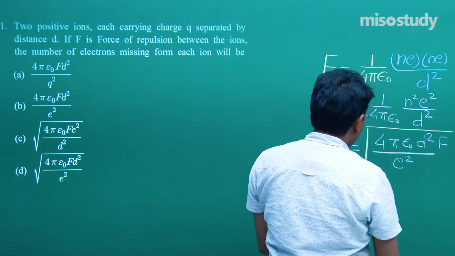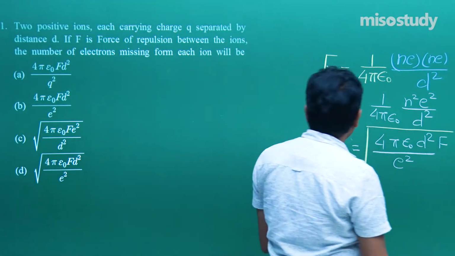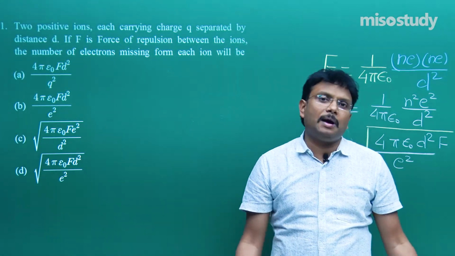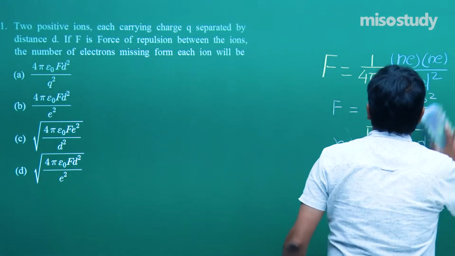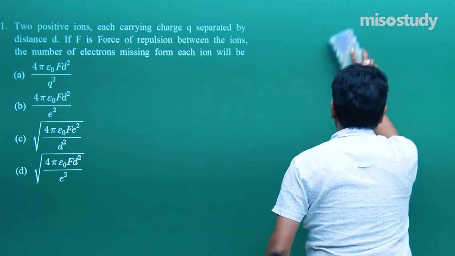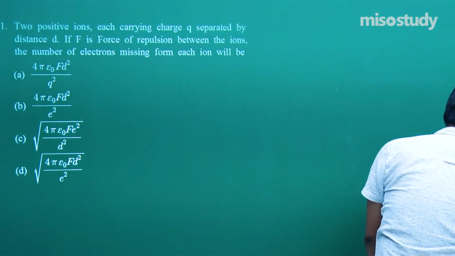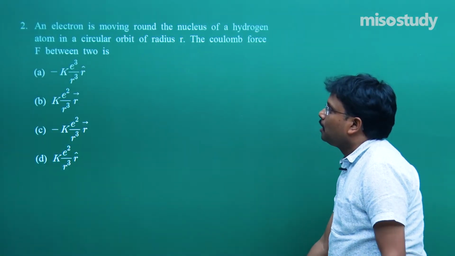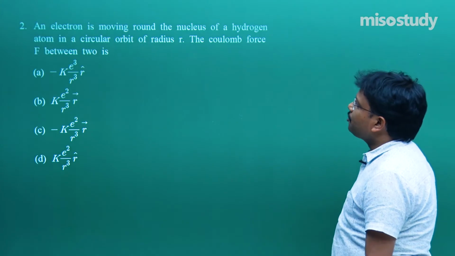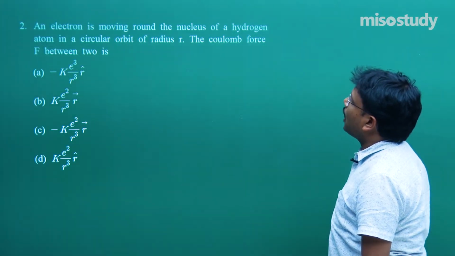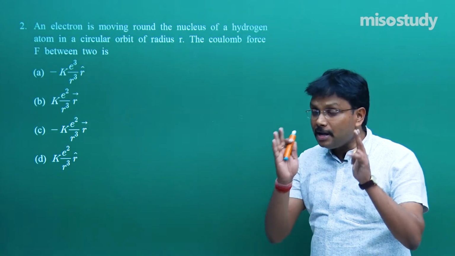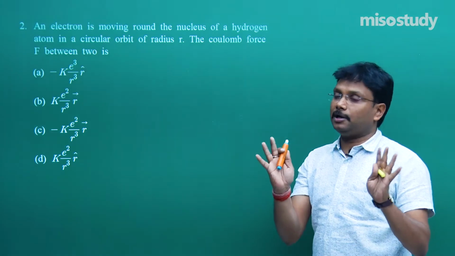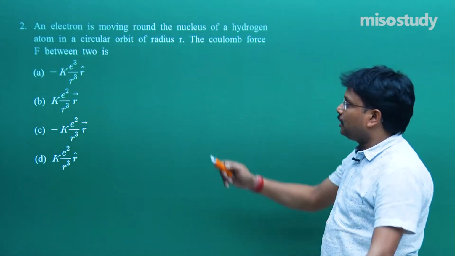Fine. So I hope that this way, after reading the problem carefully, if you move ahead, obviously you will find the problems very simple. Now let's move to the next question to discuss, that is question number 2. An electron is moving around the nucleus of a hydrogen atom. The very first thing you have to do is draw the diagram, utmost important, so that you can start visualizing the problem.